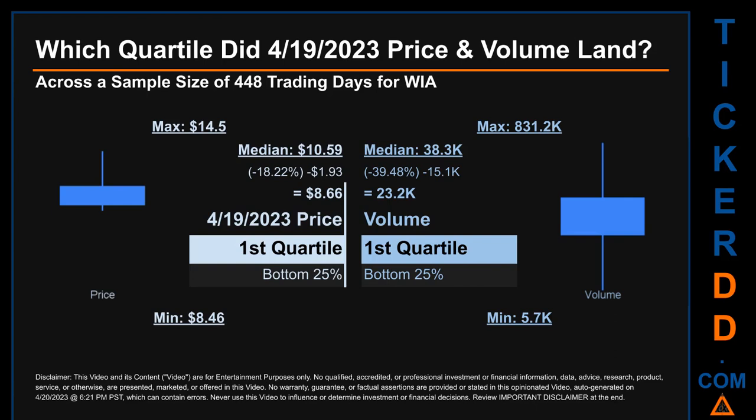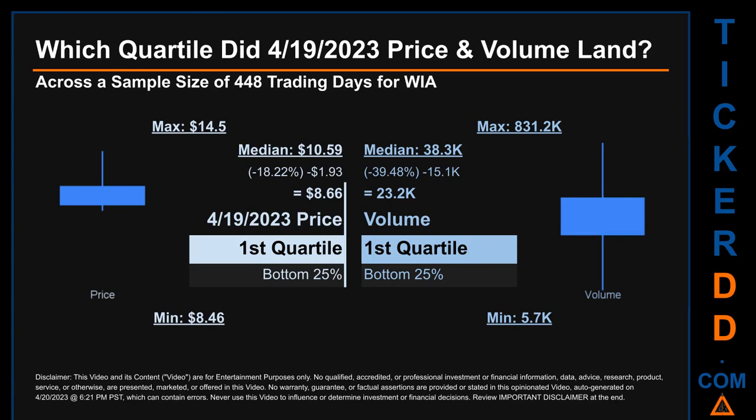Which quartile did April 19, 2023 price and volume land? Across a sample size of 448 trading days, the maximum end-of-day price for WIA was $14.50 while the minimum was $8.46. Within that price range, April 19, 2023 price, of $8.66, landed within the first quartile, meaning it was within the bottom 25% of all sampled end-of-day prices. The day's volume landed within the first quartile, at the bottom 25% of all sampled daily volume, which saw a max daily volume of 831.2 thousand and a minimum of 5.7 thousand.